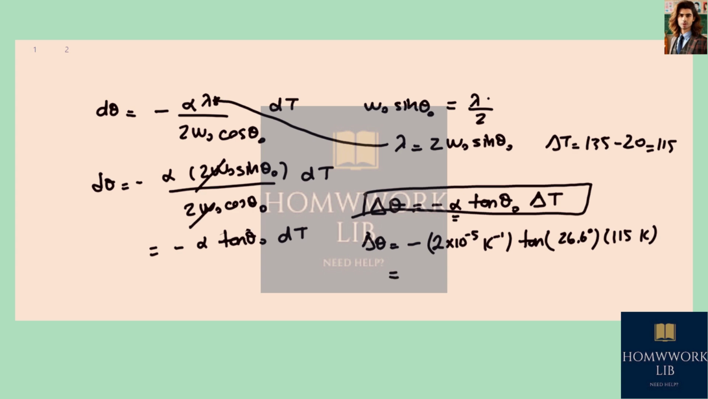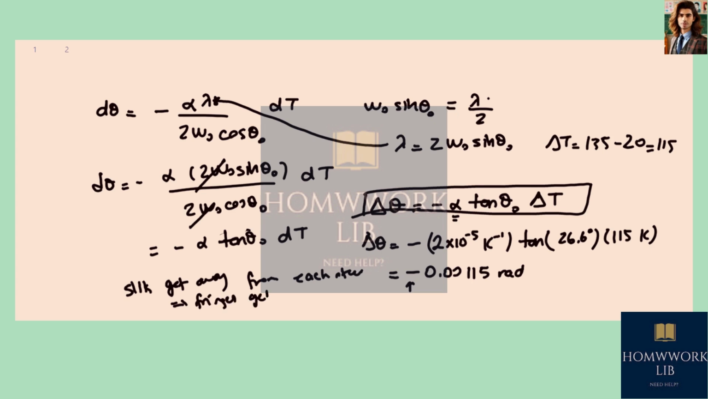So we find delta theta to be negative 0.00115 radians. This negative sign has importance. That means the brass expands, so the slits get farther away from each other. That causes the fringes to get closer together. That's what this negative sign means.